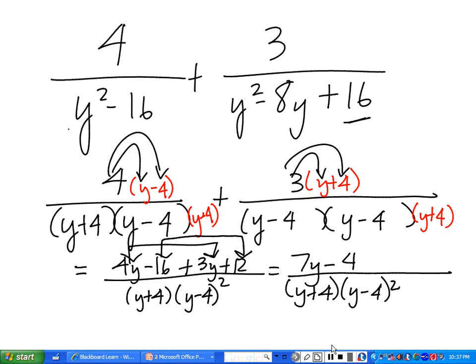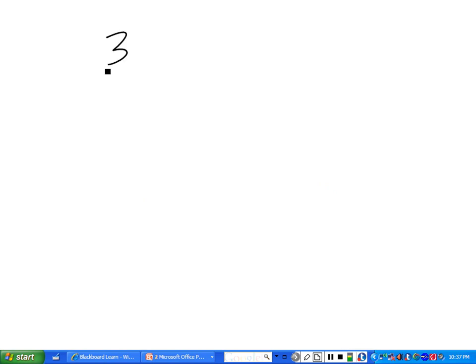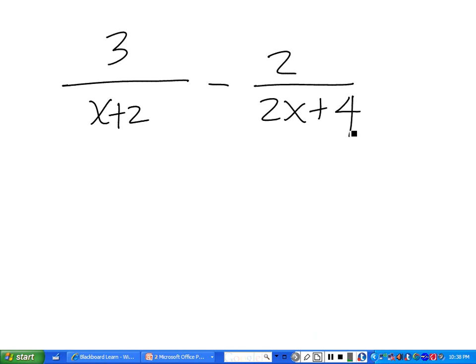Alright, one for the road. Let's say we had 3 over x plus 2 minus 2 over 2x plus 4. Now, what should you be cautious about? There's a minus sign here. So always exercise caution when there is a minus sign in the middle.